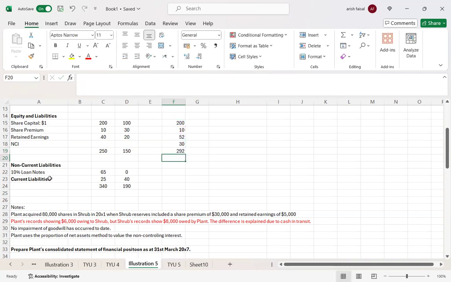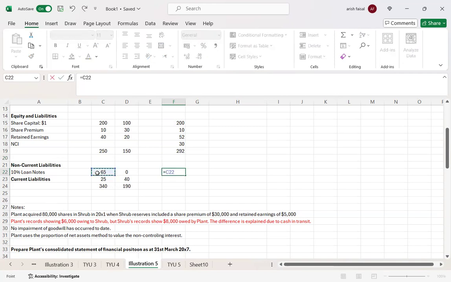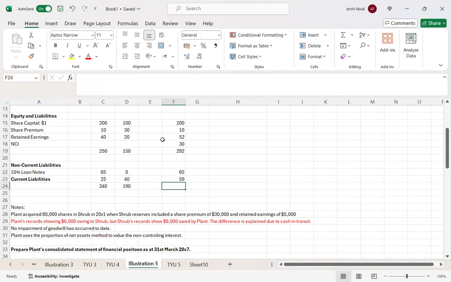As far as the non-current liabilities are concerned, I just simply have to add up only the parent because the subsidiary doesn't have any of them. Current liabilities, I have to add both of them, 25 and then 40. But likewise, the parent was saying that we owe 6,000 to the subsidiary. So we just have to remove that 6,000 because again, it's within the group. So you cannot show any liability or receivable within the group. After the deduction of that 6, the total current liability stands at 59.